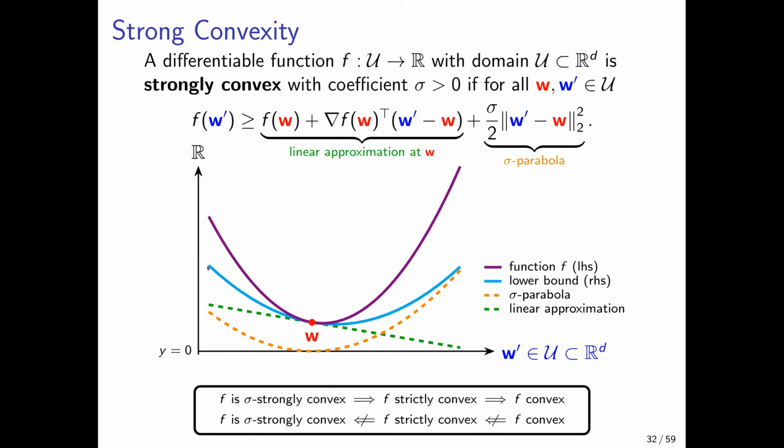And it turns out that this is really stronger than strict convexity. So strong convexity implies strict convexity, which implies just convexity. So we have this chain of implications here, but the reverse does not hold. For all of the reverse implications, one can show with counterexamples that they are not correct.